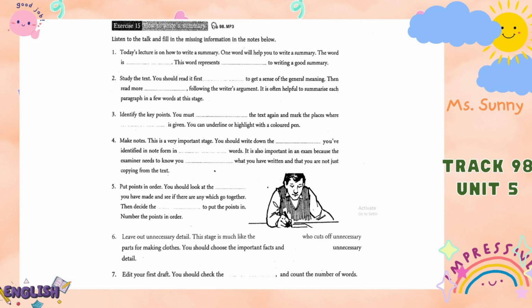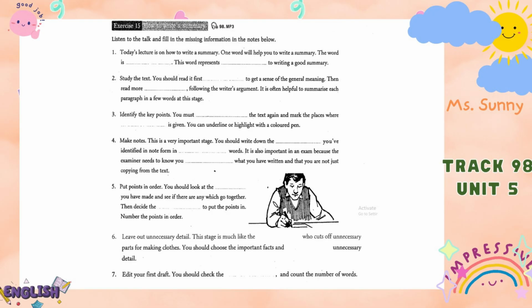Now, let's look at the next stage. Leave out unnecessary detail. This stage is much like the tailor who cuts off unnecessary parts for making clothes. You should choose the important facts and get rid of unnecessary detail.